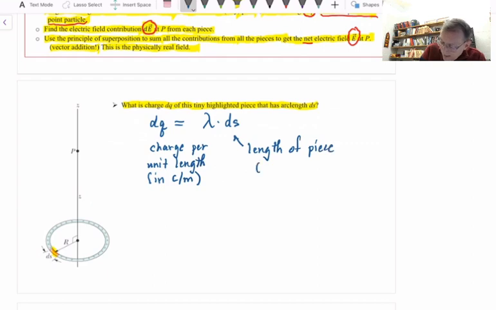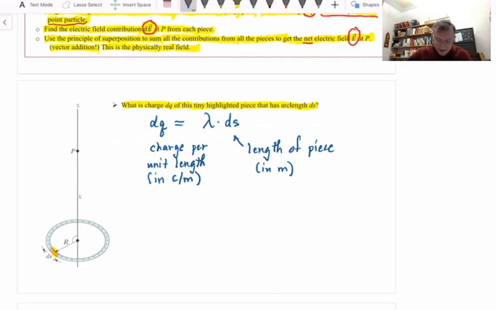So that would be in meters. Note then that when you multiply the charge per unit length lambda with the length ds, look at what happens to the units. Coulomb per meter times meter, you're just left with coulombs, which is what a charge unit must be. All right, so we've got a little bit of charge on that highlighted element of the ring, and that amount of charge is lambda ds. That's how we're going to think about it, and it's positive because the ring's positive.